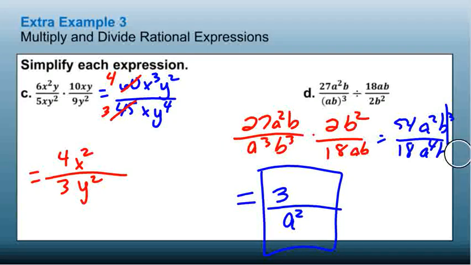Now actually, the b's don't cancel off. This is b to the fourth here. So I would have one b left over here. So 3 over a squared b.